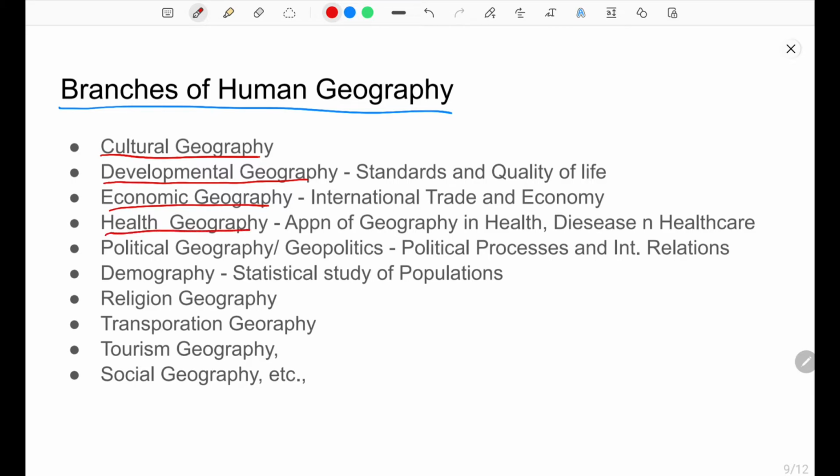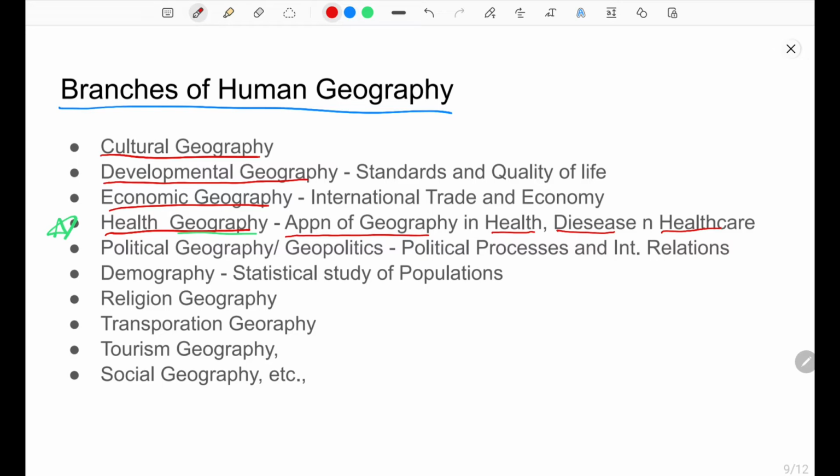Coming to health geography, this is very important these days. In COVID times, various world news channels stated that so and so country or area is showing this many cases, this increase in number of cases, and this number of deaths in a particular area. All these things we cover under health geography. Health geography is an application of geography in health, disease, and healthcare.